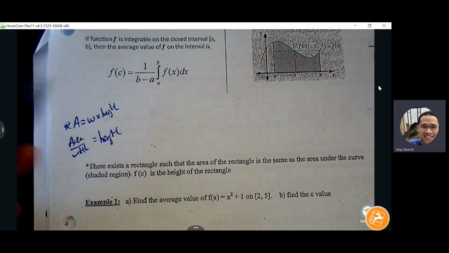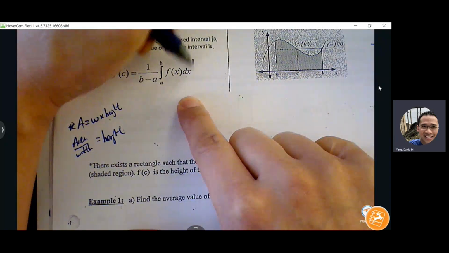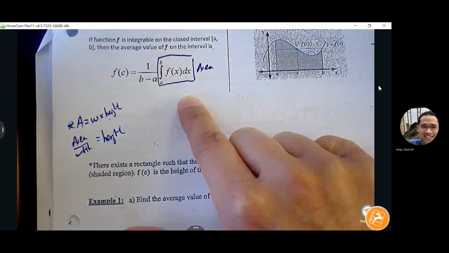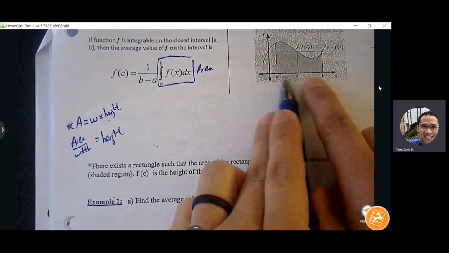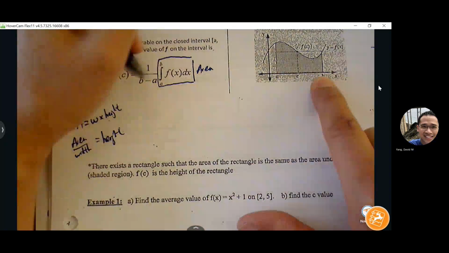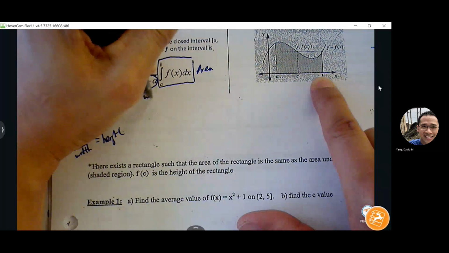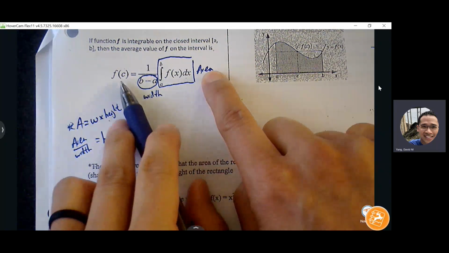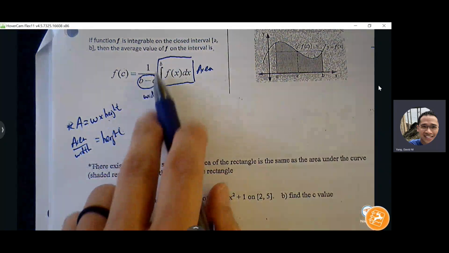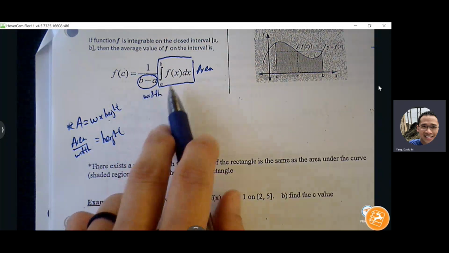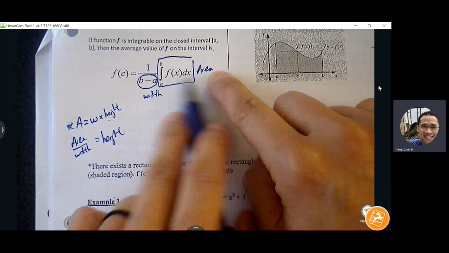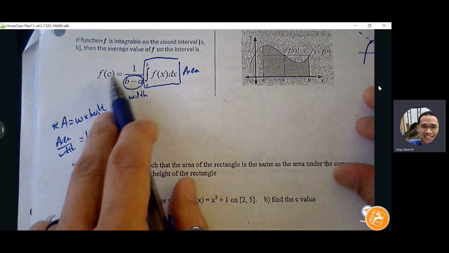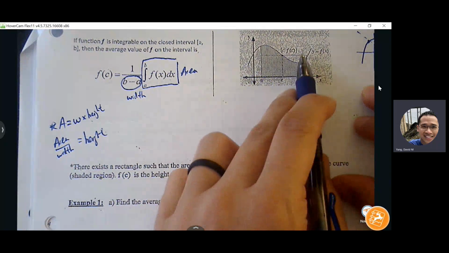We know that this integral is area related, right? And the b minus a is really the width. So area divided by the width is equal to the height. Now, this is 1 over b minus a. I'm multiplying by 1 over b minus a, but it's really the same thing as saying this divided by b minus a, right? So area divided by width equals the height. So what we're doing is finding the average height across this curve.